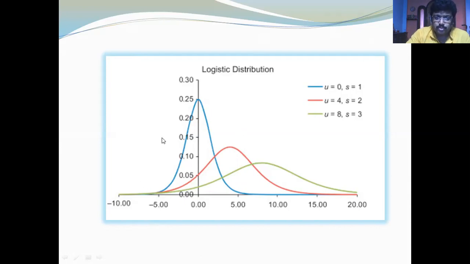So, from this picture, you can conclude that if the scale parameter increases, then the curve will be more fatty. And if the scale parameter is low, then the logistic distribution curve will be skinnier, more skinny.